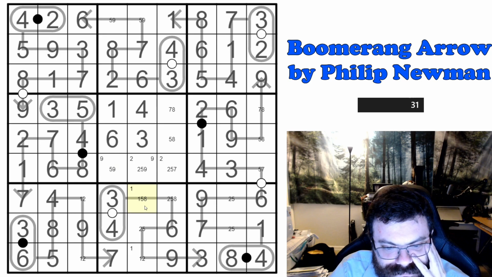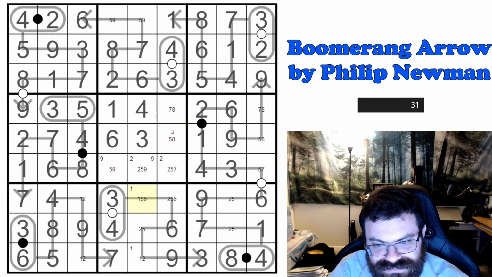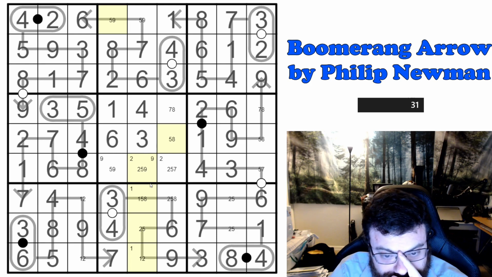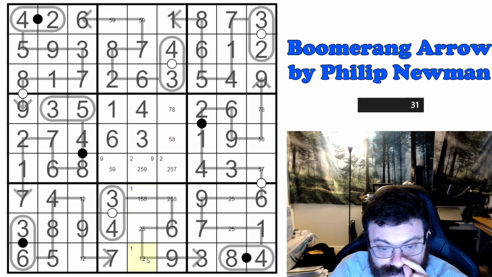Would a 5 here be problematic? It gets rid of all 3 of those 5s. It forces a 5 here. So 5 here, 5 here, 5 here. 2, 1, 9. Is that a problem? 5, 2, 1.